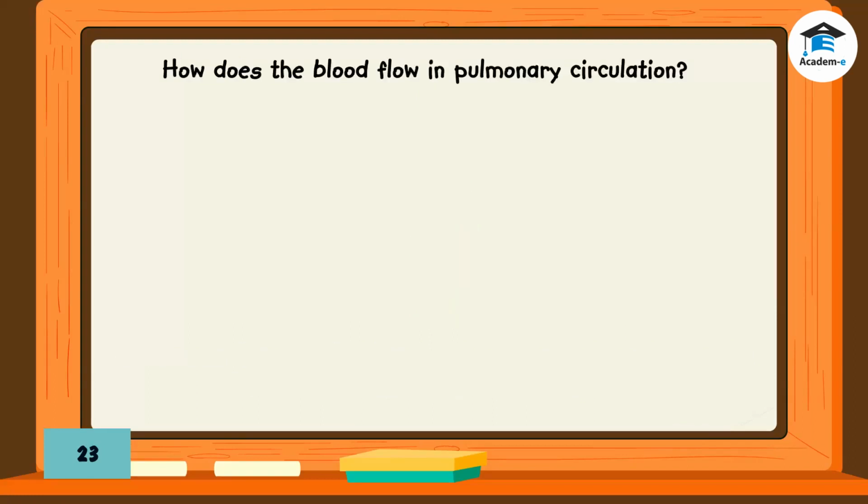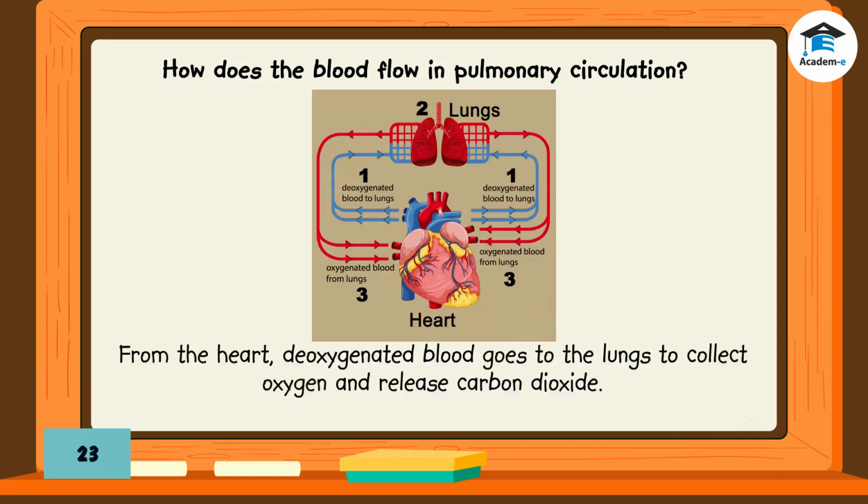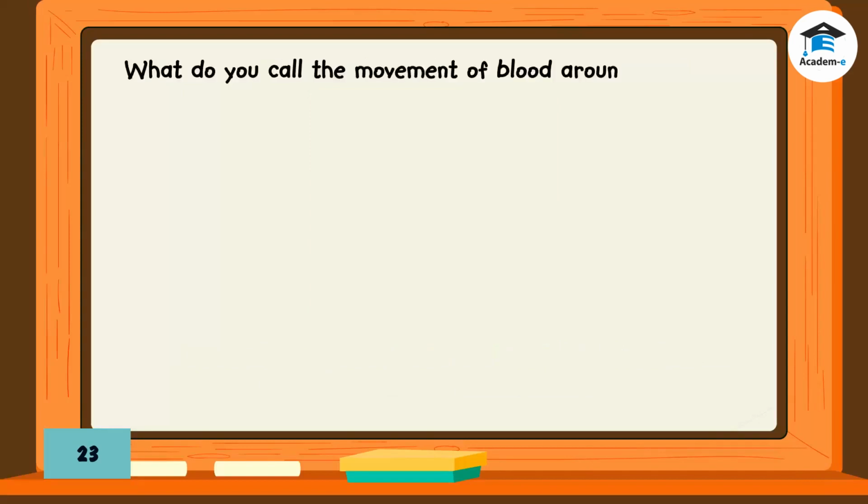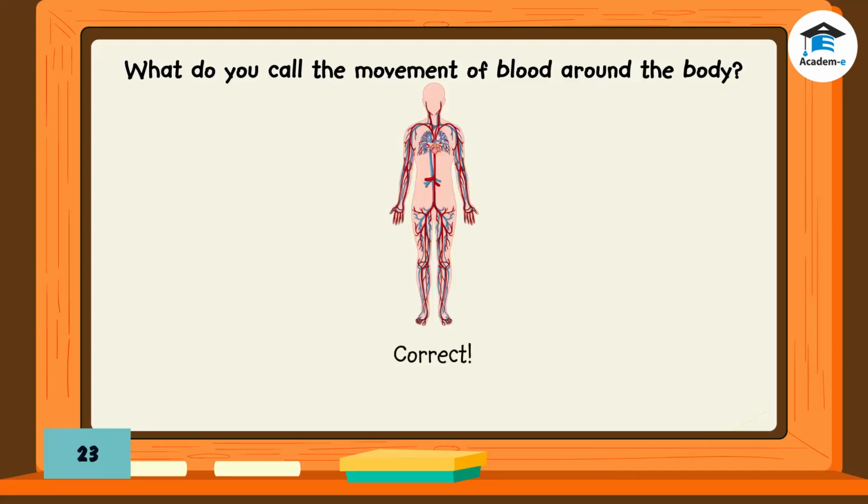How does the blood flow in pulmonary circulation? That's correct. From the heart, deoxygenated blood goes to the lungs to collect oxygen and release carbon dioxide. It becomes oxygenated blood and returns to the heart. What do you call the movement of blood around the body? Correct. Blood circulation.